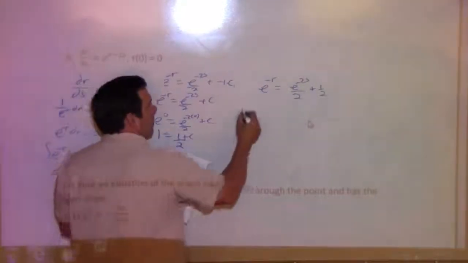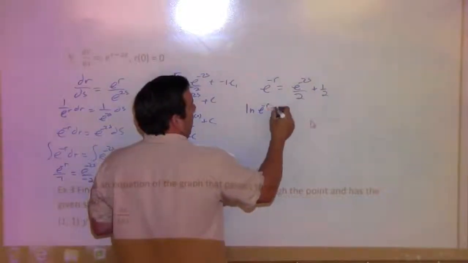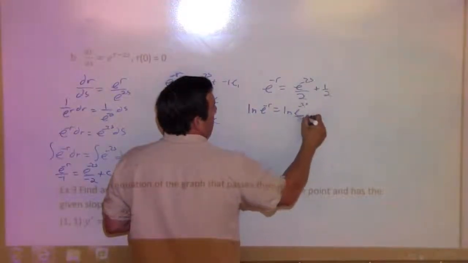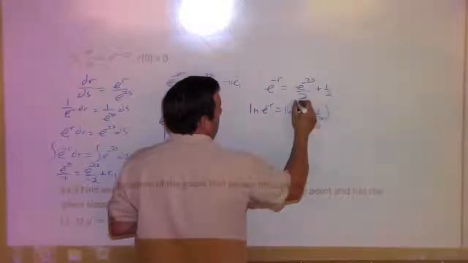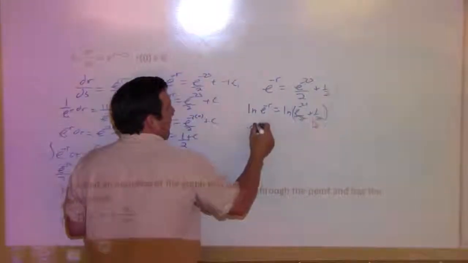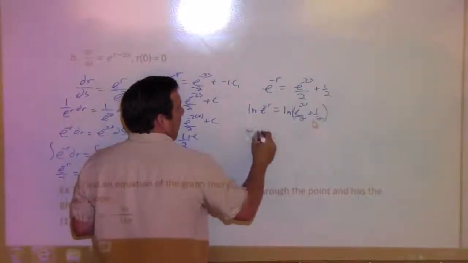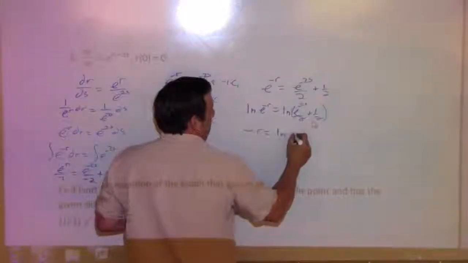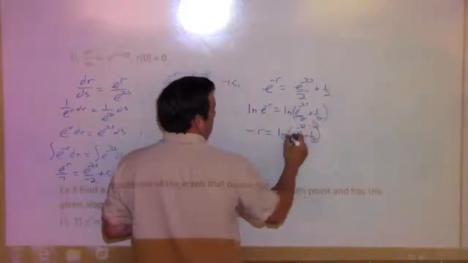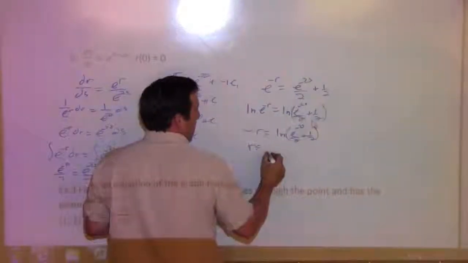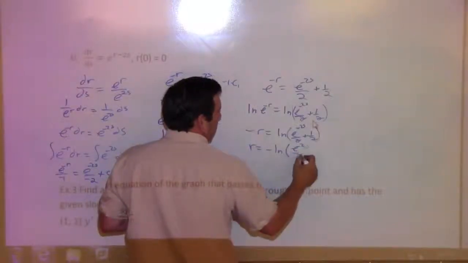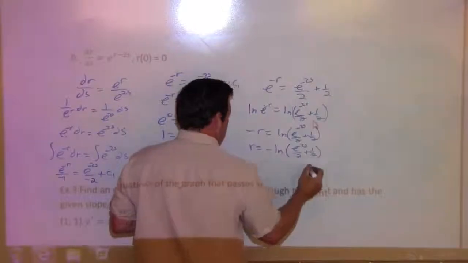Now I want to solve for r, so the natural log of e to the negative r is the natural log of e to the negative 2s over 2 plus 1/2. That's always positive. So negative r is the natural log of e to the negative 2s over 2 plus 1/2. So r equals negative natural log of e to the negative 2s over 2 plus 1/2.